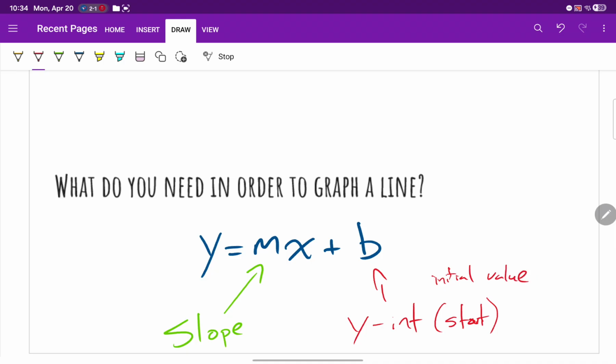You need 2 pieces of information. If you ever want to graph a line, if you ever want an equation for a line, you always need 2 pieces of information. And that will never change. So that is what we need to know. Today we're going to look at some equations that look a little bit different than what we've been looking at so far. From those equations, we're going to try to determine what our slope and our y-intercept are. So let's continue.